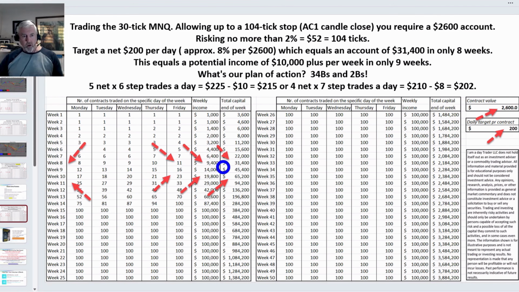But look at your return within 8 weeks, potentially 10 grand a week. Within 10 weeks, trading only 23 contracts, basically a 20,000 a week income, and your account's now up to 65,000. How? That's the question you've got to ask. 4 7-step trades a day, and you'll see what that is in a moment.